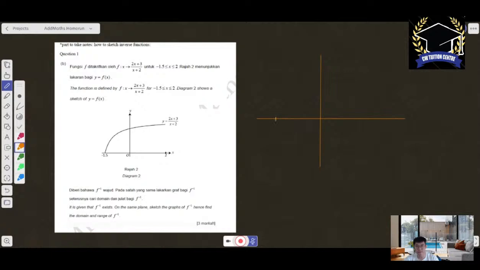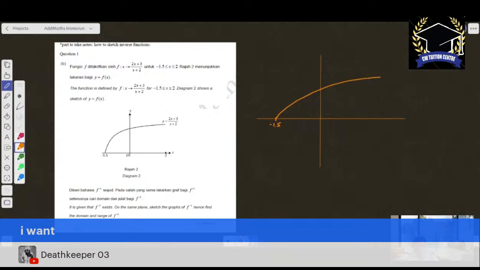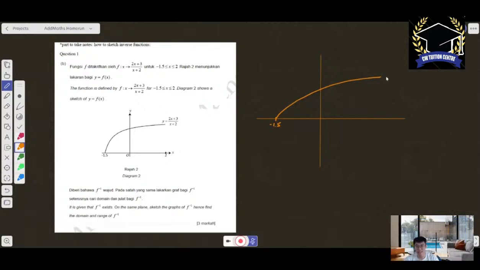This is negative 1.5. This is negative 1.5. And I try to go up, something like that. So when I get something like that, this is my y equal to 2x plus 3 over x plus 2. This is the part until 2. Let's find out, this is the domain. Okay, remember, this is the domain. So I want to find out what is the range.